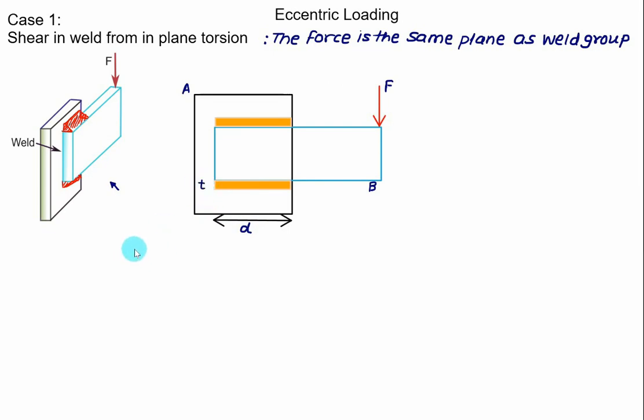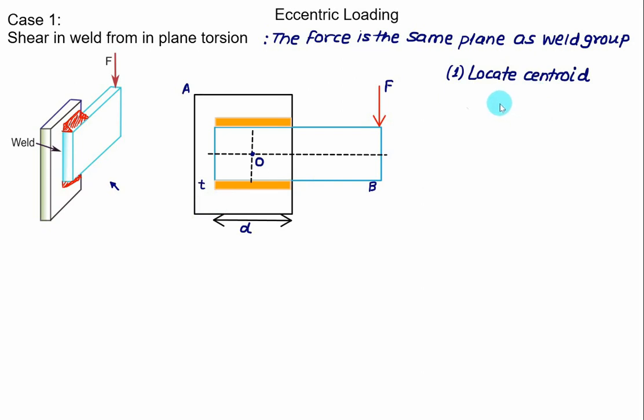The step number 1 is to locate the centroid. Now these two are similar rectangles, so just by observation we can locate the centroid here. So let point O represent the centroid. So you have to complete the first step, that is the location of the centroid.